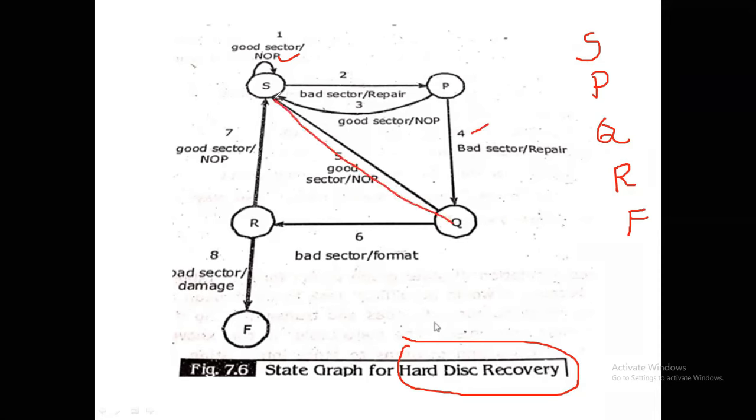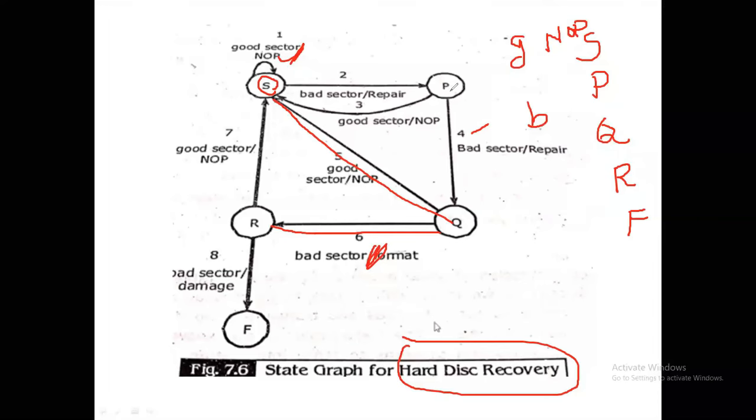Good sector, no problem. Bad sector, then you are going to format. So there are two types of sectors: one is good sector, another one is bad sector. If it is a good sector, there is NOP, which means no problem. This is the input. So good sector is the input, and the slash is used for output, so transition and output. And bad sector slash repair.